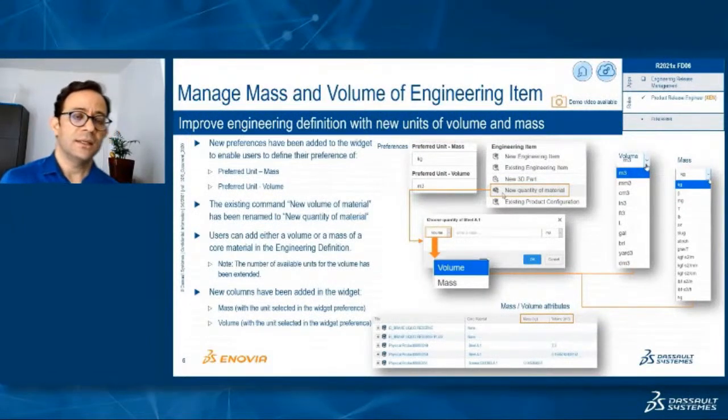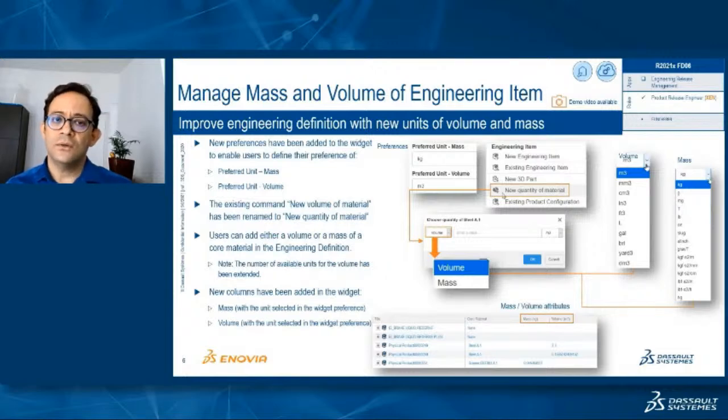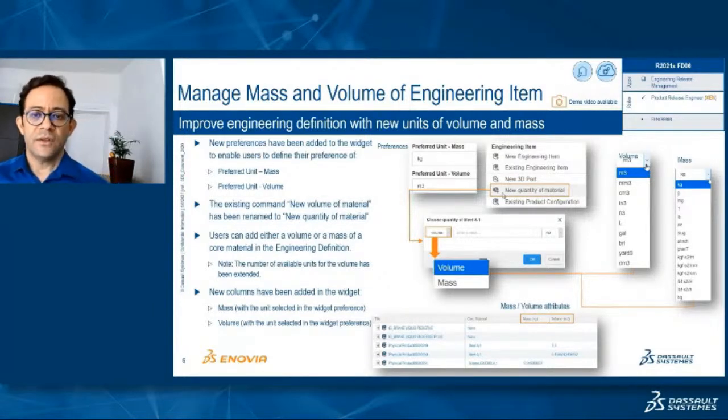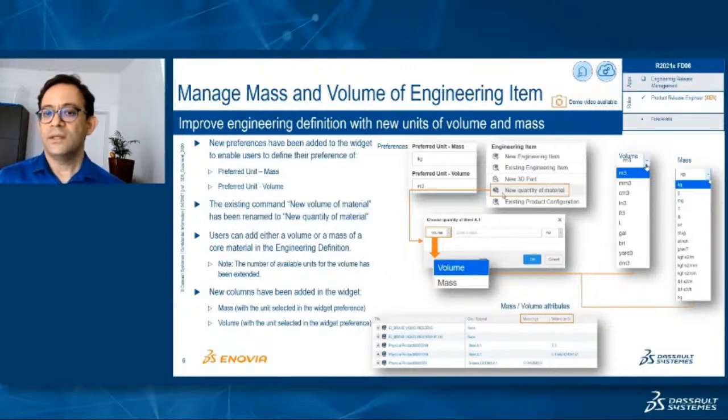We have also enhanced the way we can manage the core material consumption in the engineering definition. We're talking about now managing not only volume, but also managing mass of core material. So let's start by explaining the preferences. We have two definitions now in the preferences of the widget, which will give you the ability to define your own preferred units, whether it's a mass unit or a volume unit. So you define these preferences in the widget per your needs. And after that, we have the ability to define the core material as before.